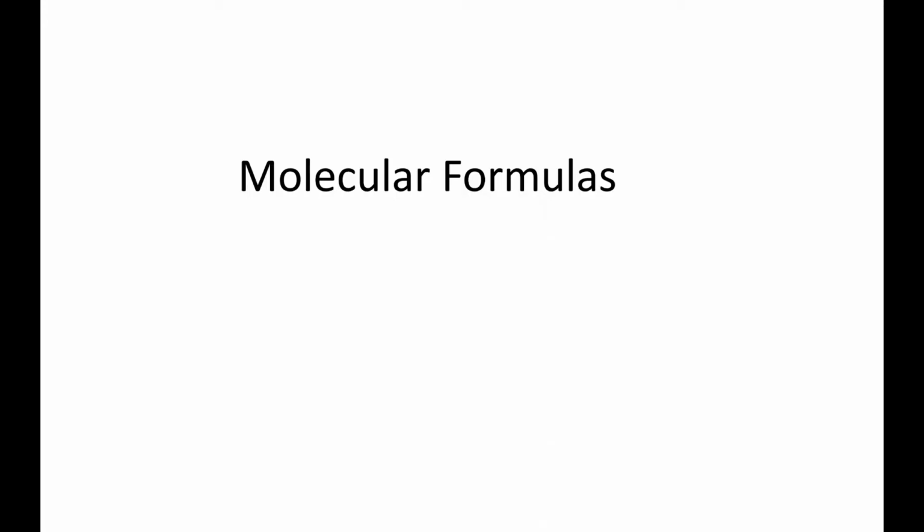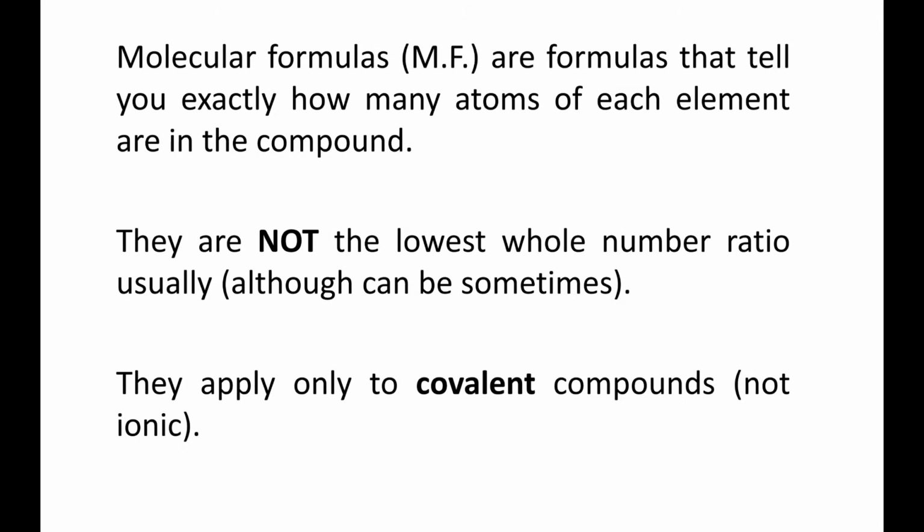Okay, these notes are about molecular formulas. Molecular formulas tell you exactly how many atoms of each element are in the compound. They are usually not the lowest whole number ratio, although they can be sometimes. They apply only to covalent compounds, not ionic. Ionic compounds always have to be empirical formulas, so they can't be molecular formulas.